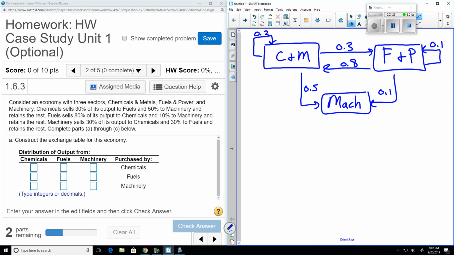And machinery sells 30% to chemicals, 30% to fuels, and would retain the rest. So how much is the rest? 40%? 0.4? So that would be the diagram.